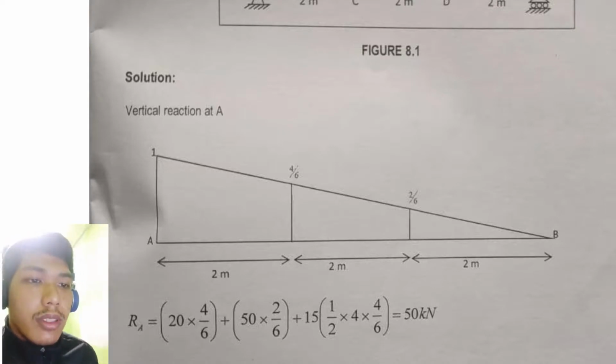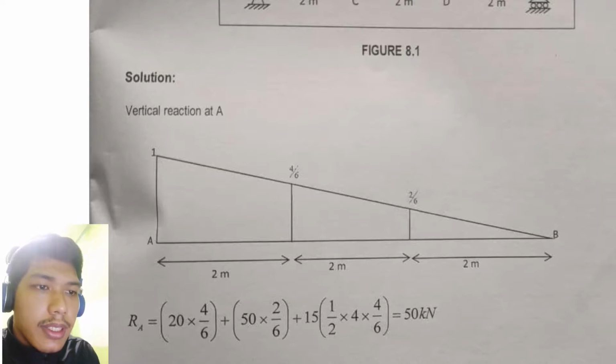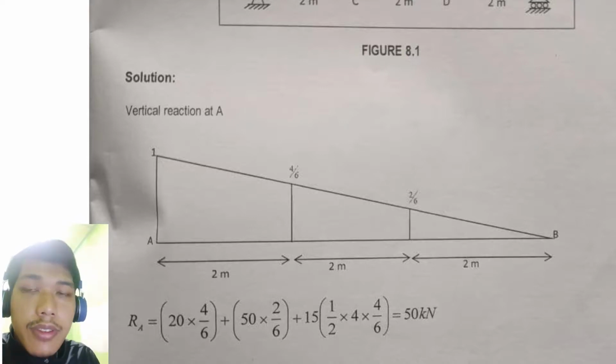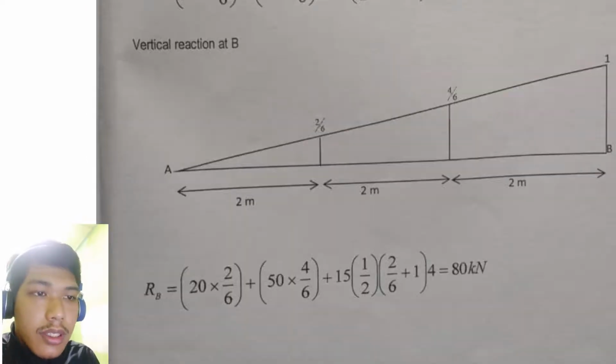So we use the formula RA equals 20 multiplied by 4/6 plus 50 multiplied by 2/6 plus 15 multiplied by 1/2 multiplied by 4 multiplied by 4/6. We got the reaction at A is 50 kilonewtons. So that is for reaction at A.